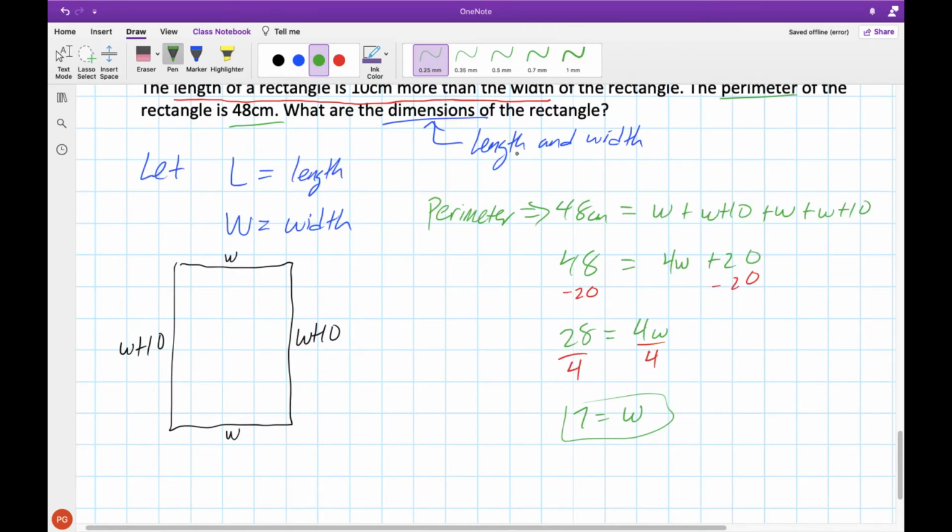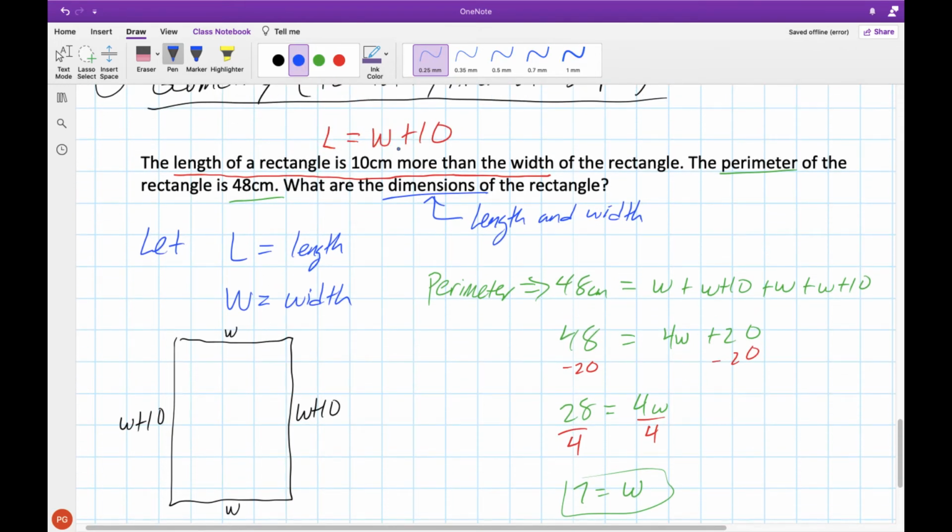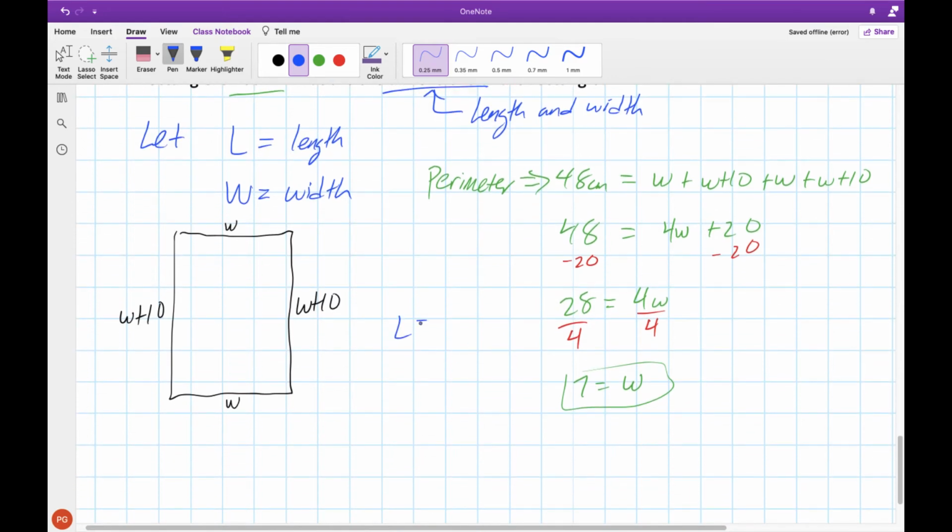But remember, we've got to solve for the length as well. We're asked for the dimensions, which is length and width. But fortunately, we already have an equation for it. Length is width plus 10. So our length is equal to our width plus 10, which is, in this case, 7 plus 10. So our length is going to be 17.